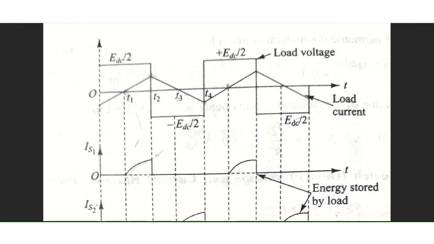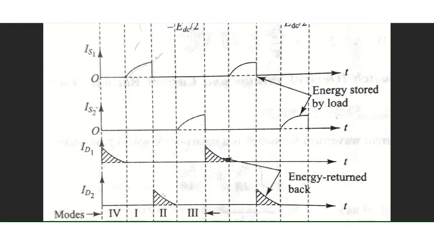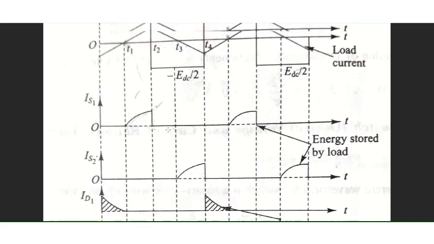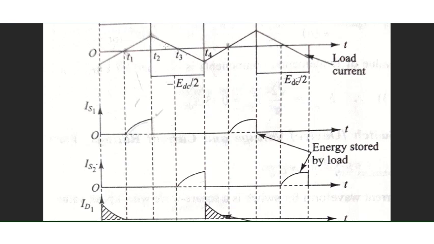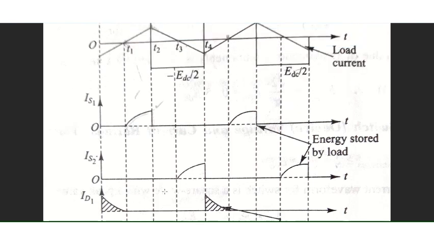And between T2 and T3, as I mentioned, when the thyristor T1 is turned off, D2 will be forward biased, right? D2 gets forward biased because of the energy getting dissipated by the load, right? So the current will be decreasing. As you can observe here, the decreasing current is because of the diode D2, and energy is returned back here at this instant.